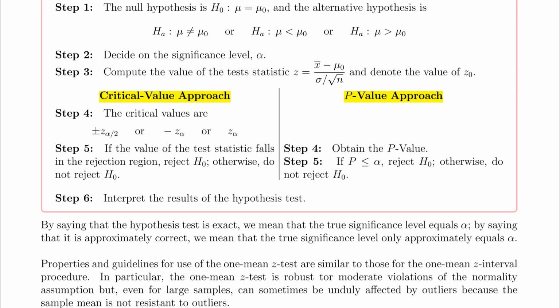Then on the right-hand side, at the p-value approach, you find the area under the curve that corresponds to your z-score found in step 3. If the p-value is less than your significance level, then you reject the null hypothesis. If your p-value is greater than the alpha level, then you do not reject the null hypothesis. And then step 6, you just interpret your results from the hypothesis test.